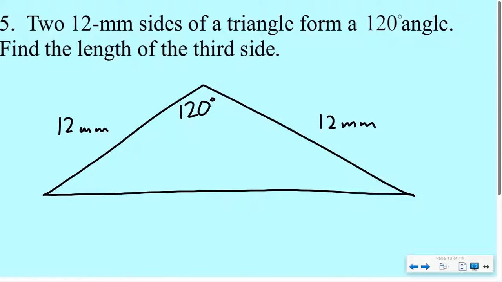I know 2 of the 3 sides. Can I use my Pythagorean theorem? Why not? Because it's not a right triangle. Cool.